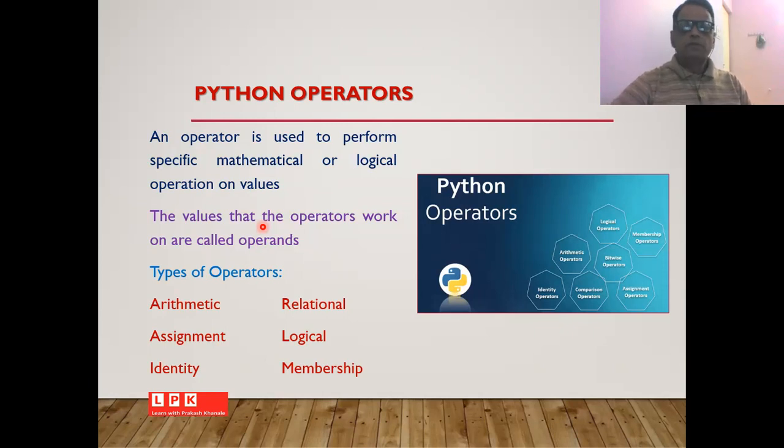There are different types of operators in Python, such as arithmetic, relational, sometimes called comparison, assignment, logical, identity, membership, and bitwise operators. As far as this session is concerned, we are going to discuss arithmetic, relational, assignment, logical, identity, and membership operators. Bitwise operators may be discussed later.